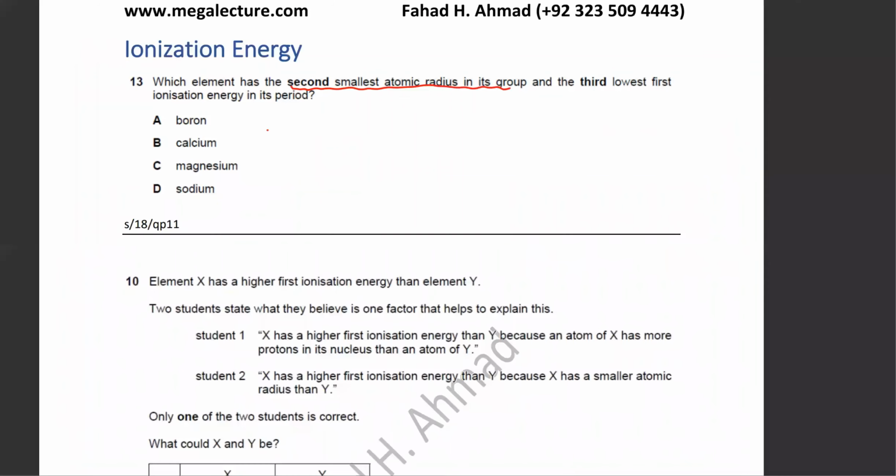Yes. Then it says, and it has the third lowest first ionization energy in its period. So from this I've deduced that it's in period 3, right? So it's a period 3 element. And then he says that it's the third lowest first ionization energy in its period. So across the period, he's talking about the period. It has to be the third lowest across the period.